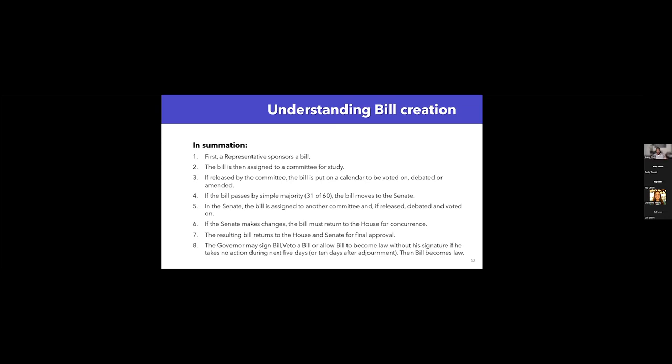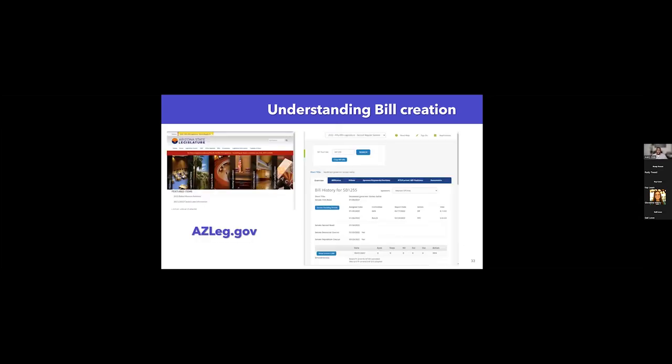Then the bill reaches the governor's desk. The governor may sign the bill, may veto a bill, or allow a bill to become law without their signature. Again, if they take no action in 5 days, or 10 days after adjournment, then the bill does become law. And then I wanted to show you all what it looks like to track a bill.